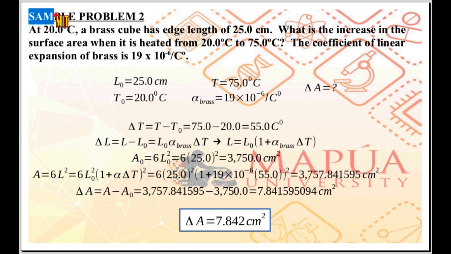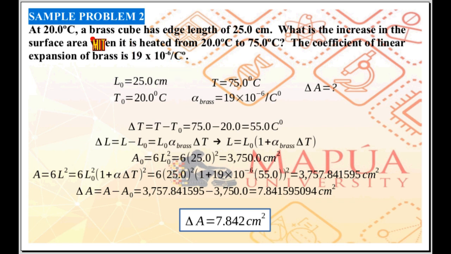Next, we have sample problem number 2. At 20 degrees Celsius, a brass cube has an edge length of 25 centimeters. What is the increase in the surface area when it is heated from 20 degrees Celsius to 75 degrees Celsius? The coefficient of linear expansion of brass is given as 19 times 10 to the negative 6 per Celsius degree.